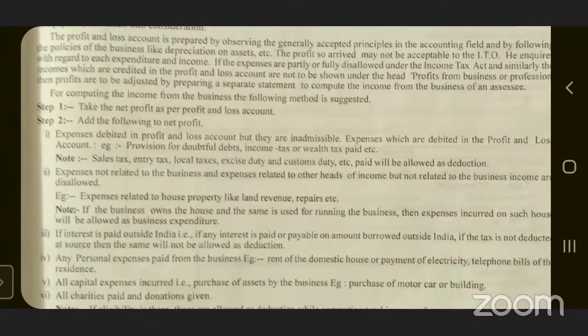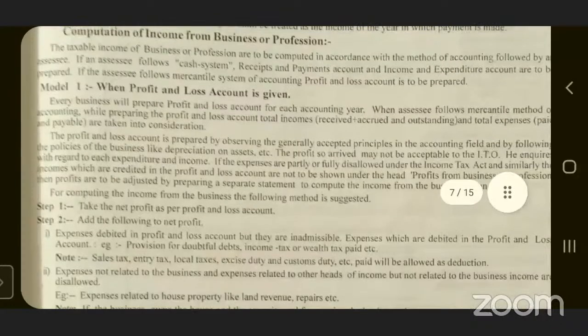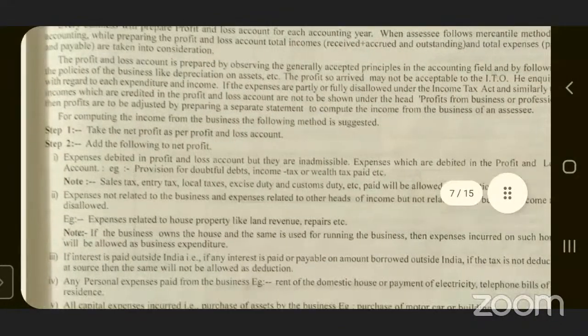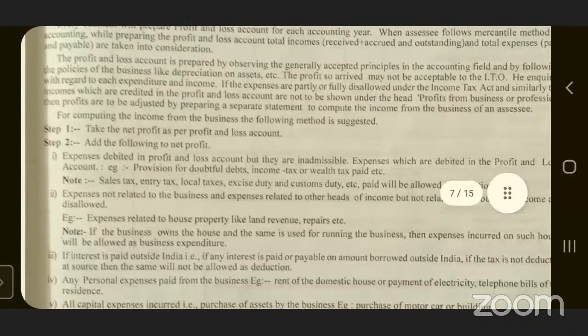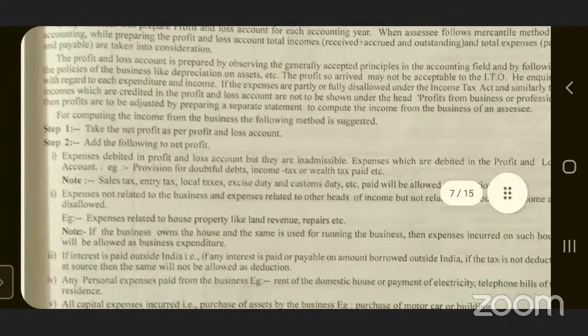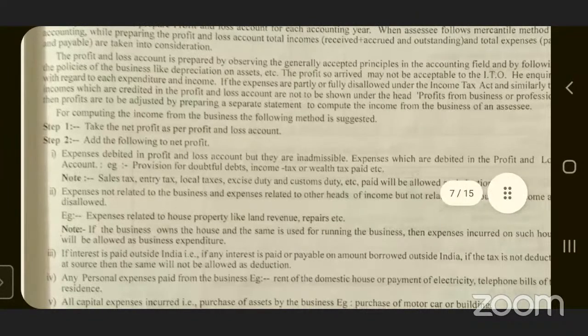There are few steps in order to compute the income from business or profession. In the first step, we need to take the net profit as per profit and loss account. For that, we need to add the following to the net profit. What are those actually? Let us discuss.